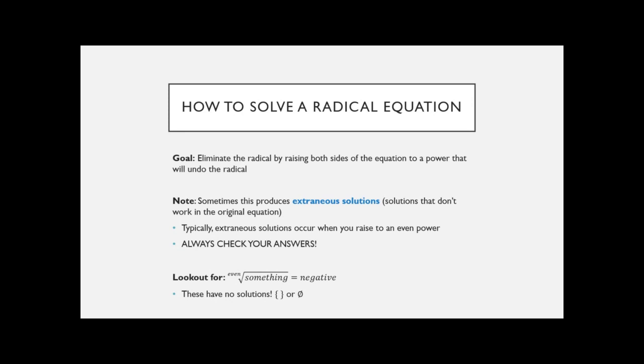You also want to look out for an even radical, or even root, equaling a negative, because that's impossible. So there are no solutions, because when we're solving these, we're not looking for imaginary answers. All of our answers are going to be real numbers. We don't have to deal with complex numbers with these, unless we end up having to use the quadratic formula. But for the most part, we're looking for real-number answers.